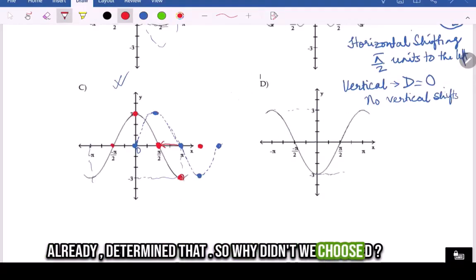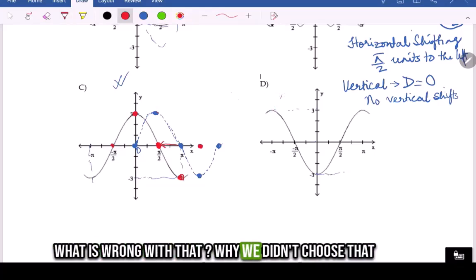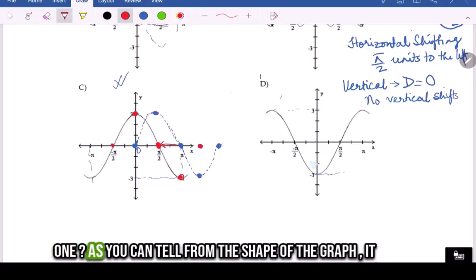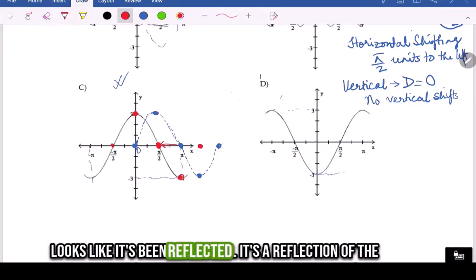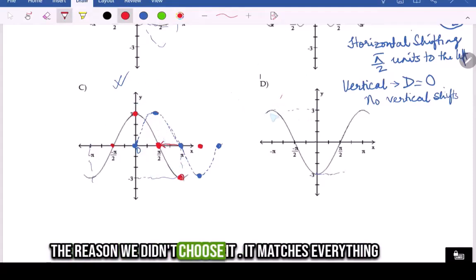So why didn't we choose D? Although we have selected graph C, let's look at D. What is wrong with that? Why we didn't choose that one? As you can tell from the shape of the graph, it looks like it's been reflected. It's a reflection of the graph that we have in picture C. All right? And that is the reason we didn't choose it.